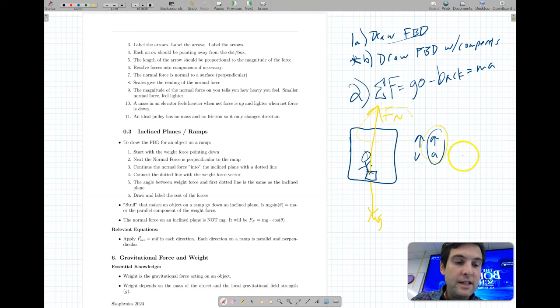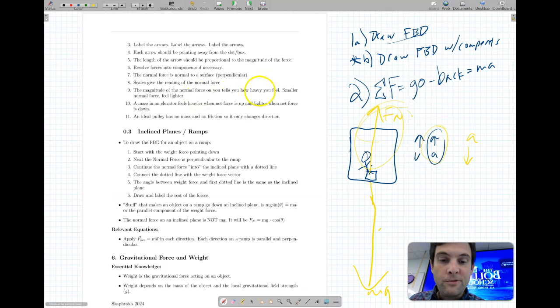If your net acceleration is going down, so that means velocity up, acceleration down, you're going up but slowing down. Or if your velocity is down and your acceleration is down, you're going down and speeding up. If that's the case, your net acceleration is down, that means your weight force has to be larger. So you are going to feel smaller than you would if you were on a sidewalk weighing yourself.